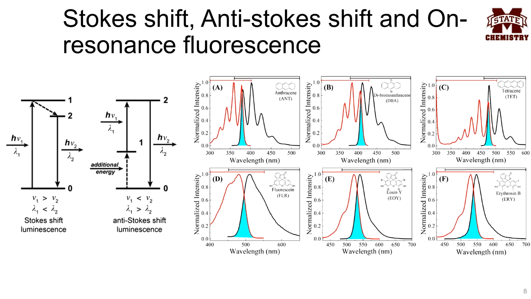The fluorophores are simultaneously anti-Stokes shifted, on-resonance fluorescent, and Stokes shifted fluorescence active when they are excited at the wavelength region where the fluorophore emission and excitation spectra overlap. This region is shaded in blue. The red and black spectra show the anti-Stokes shifted and Stokes shifted fluorescence spectra respectively.